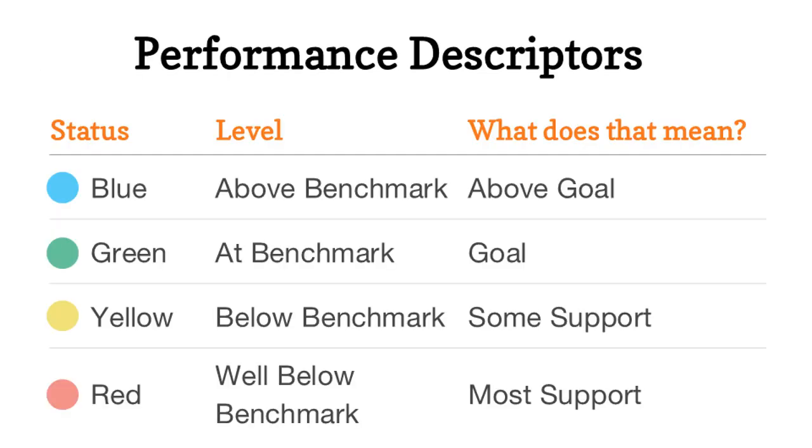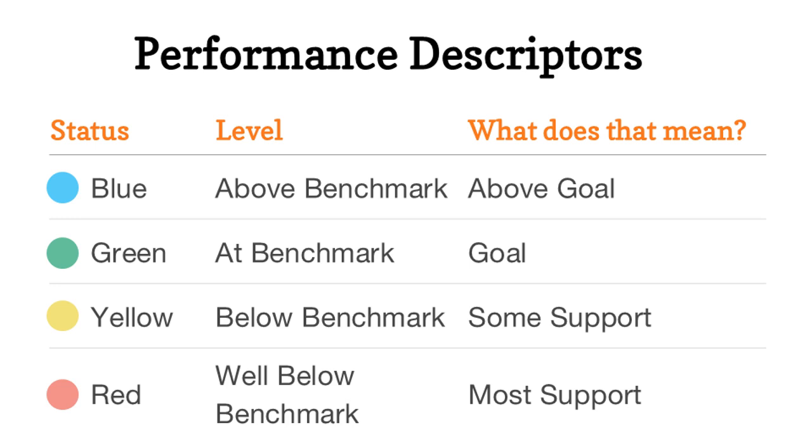mCLASS automatically assigns color-coded performance descriptors to students' benchmark results. The performance descriptors reference the benchmark goals, which are based on longitudinal research examining how a score on a measure at one point in time predicts later reading outcomes.